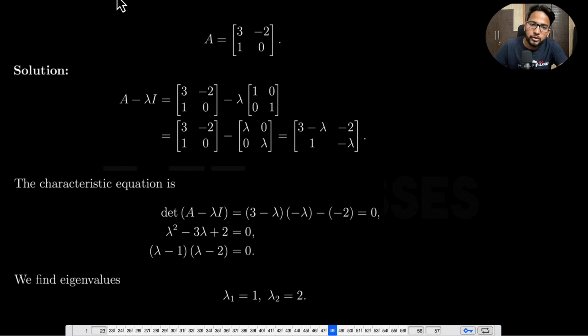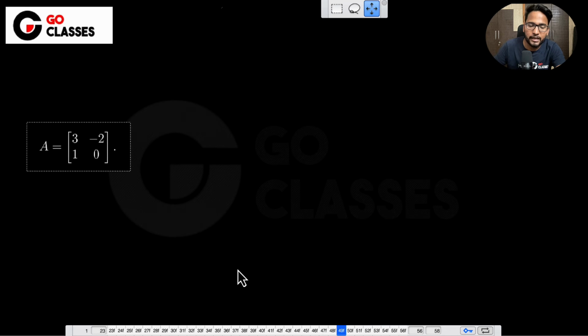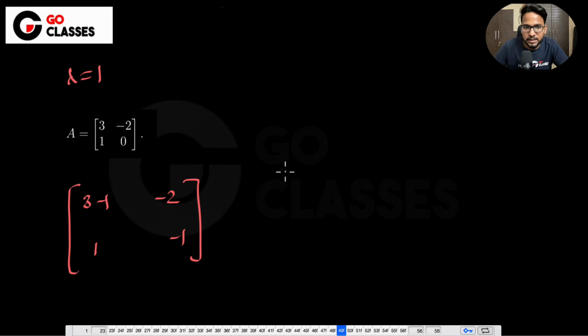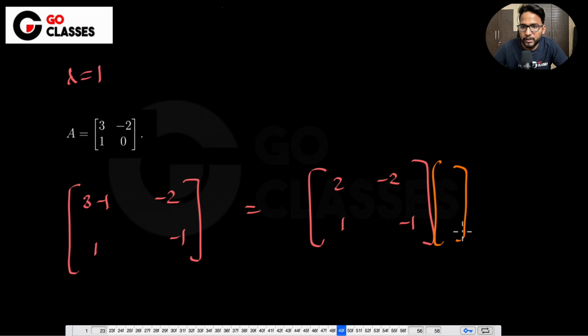Now what you can do, you can find the eigenvectors also, right? So let me find the eigenvectors for this particular matrix that we have. Let's just find the eigenvector for lambda equal to 1. For lambda equal to 1, it will be 3 minus 1, minus 2, 1, and then minus 1, which means the matrix which we get is basically [2, minus 2; 1, minus 1], and we need to solve for Bx equal to 0, right? We need to solve for Bx equal to 0.